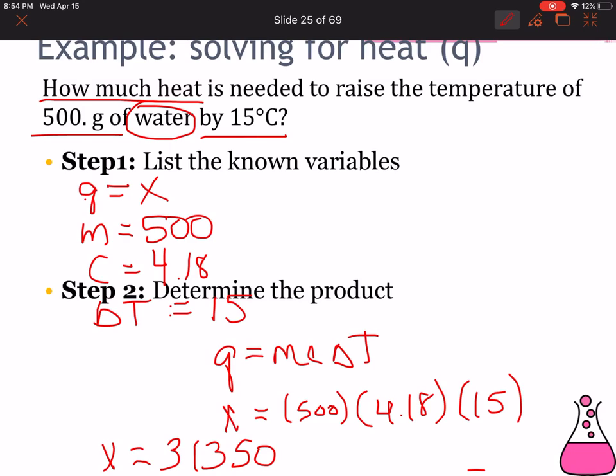Hopefully we all remember the last step is to check for sig figs. So I want 2 sig figs in this answer because this 15 degrees Celsius has 2 sig figs. So I take my first 2 sig figs and the others become zeros here. So I would have 31,000. And then my unit for Q is going to be this J, and this J stands for joules here. So this is 31,000 joules.